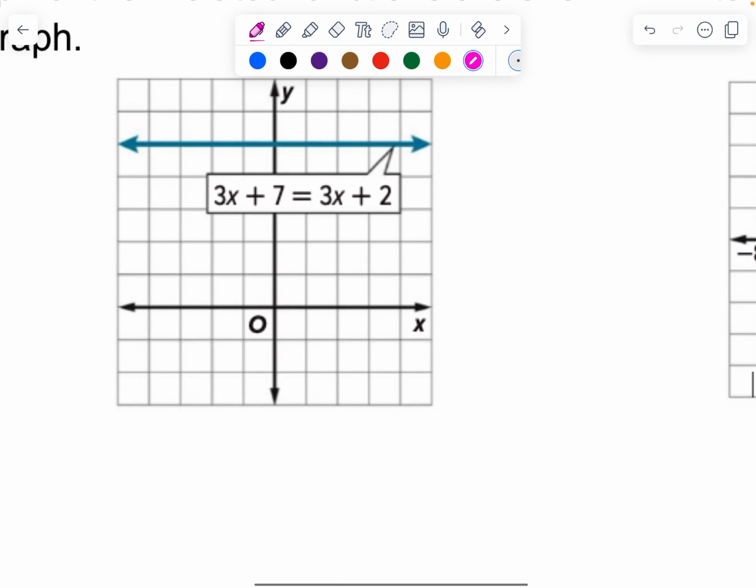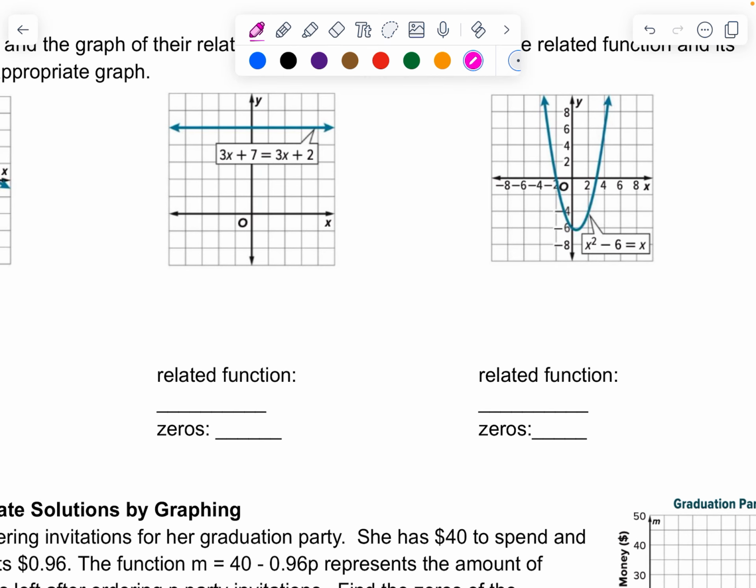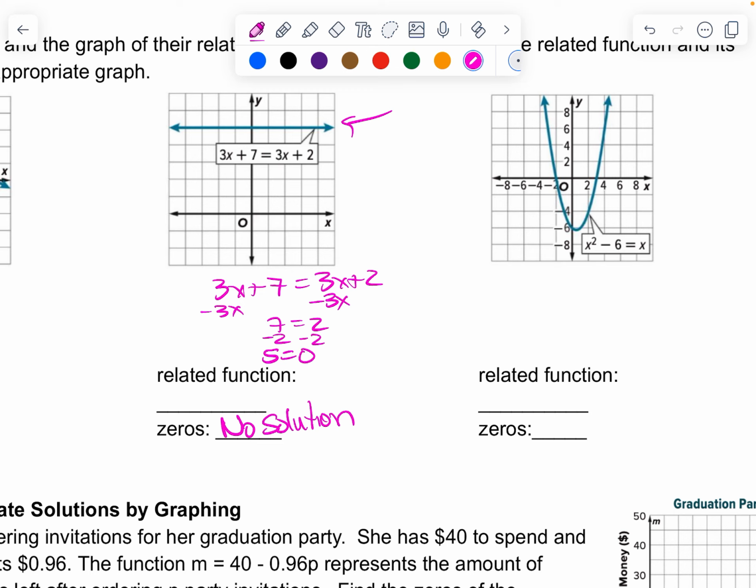On this one, look, it never hits the y or the x-axis, so automatically that's no solution. Okay, we want this to come out a positive y value. So 3x plus 7 equals 3x plus 2. Subtract 3x. Get 7 equals 2. I want it to come out positive. So I get 5 equals 0, which means y equals 5.